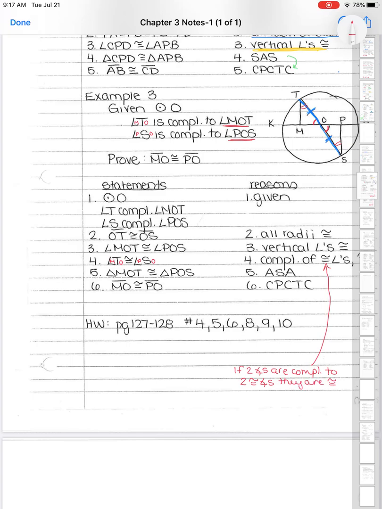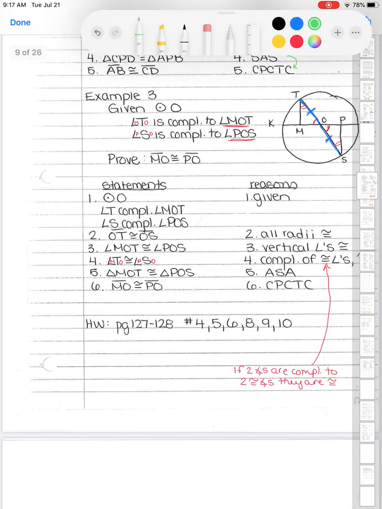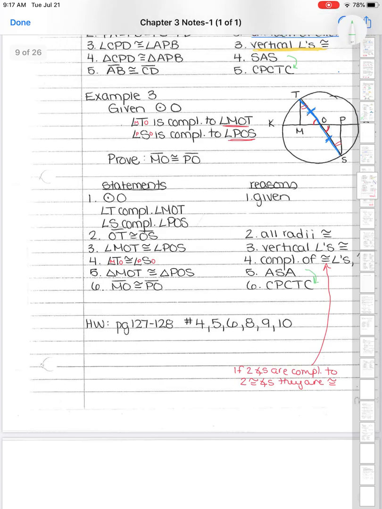And then your reason, this is my abbreviated version, but it should be, if you want me to write it down here: if 2 angles are complementary to 2 congruent angles, they are congruent.